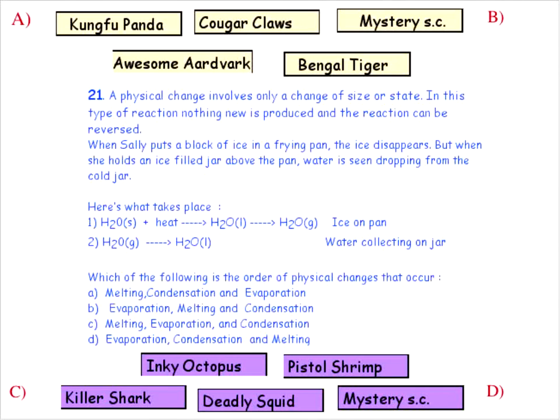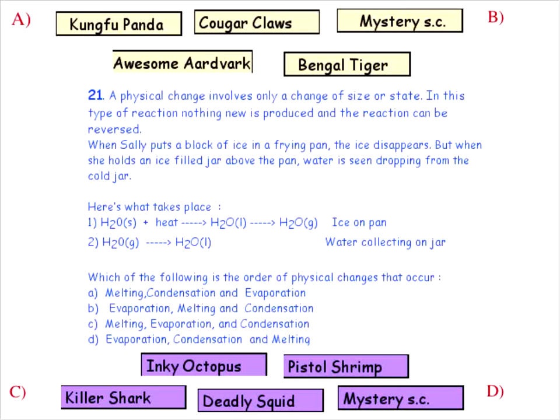Okay, let's check this one out. A physical change involves a change of size or state. In this type of reaction, nothing new is produced, and the reaction can be reversed. When Sally puts a block of ice into a frying pan, the ice disappears. Okay, let's look at what we have so far. Ice disappears. We must have melting so far, right? Just going to write that down.